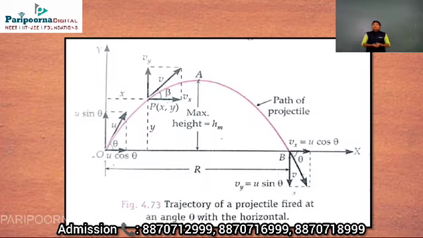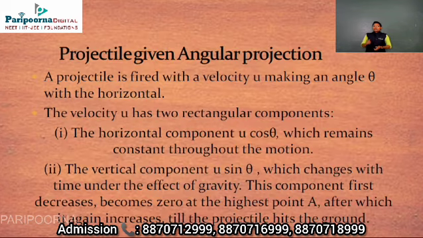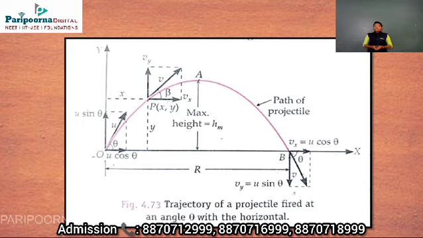These two components are explained in this image, that is the trajectory of the projectile fired at an angle theta with the horizontal. We can see u cos theta for the horizontal component, and the vertical component u sin theta is maximum at the start, becomes zero at the highest point A, and again increases as it comes down. The pink curve is the path of the projectile, which is like a parabola.